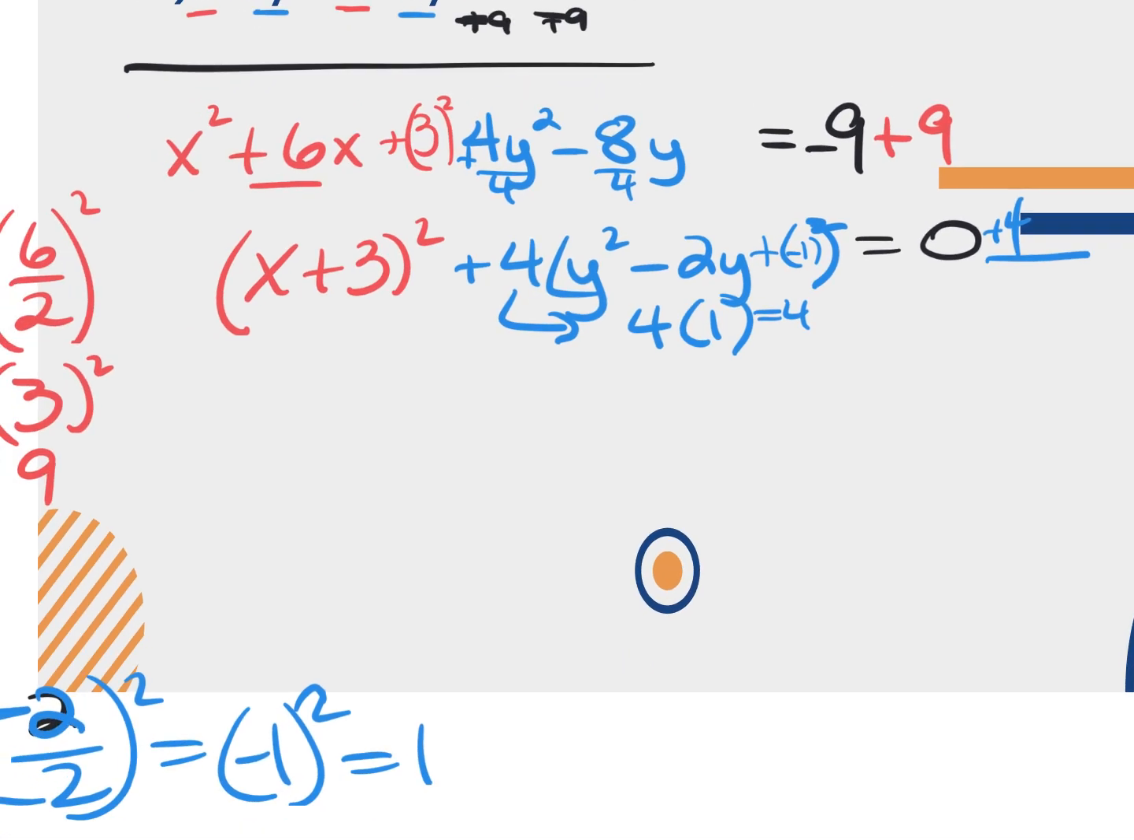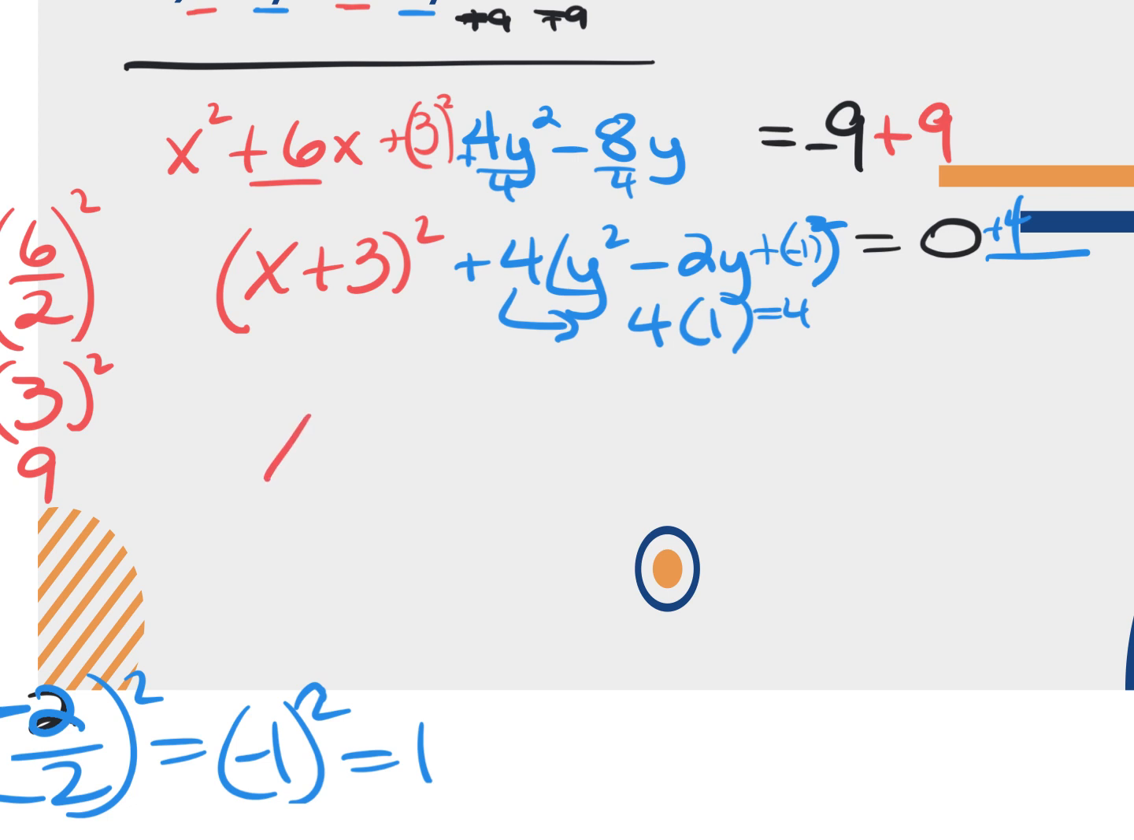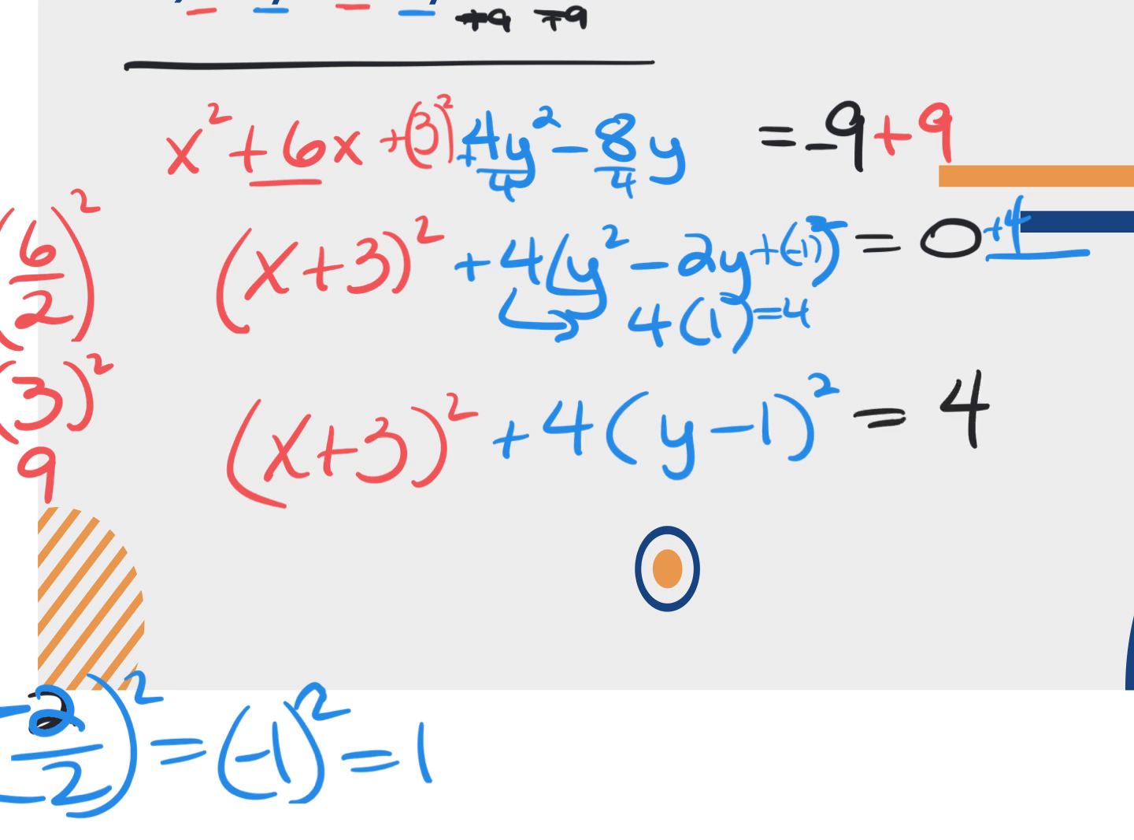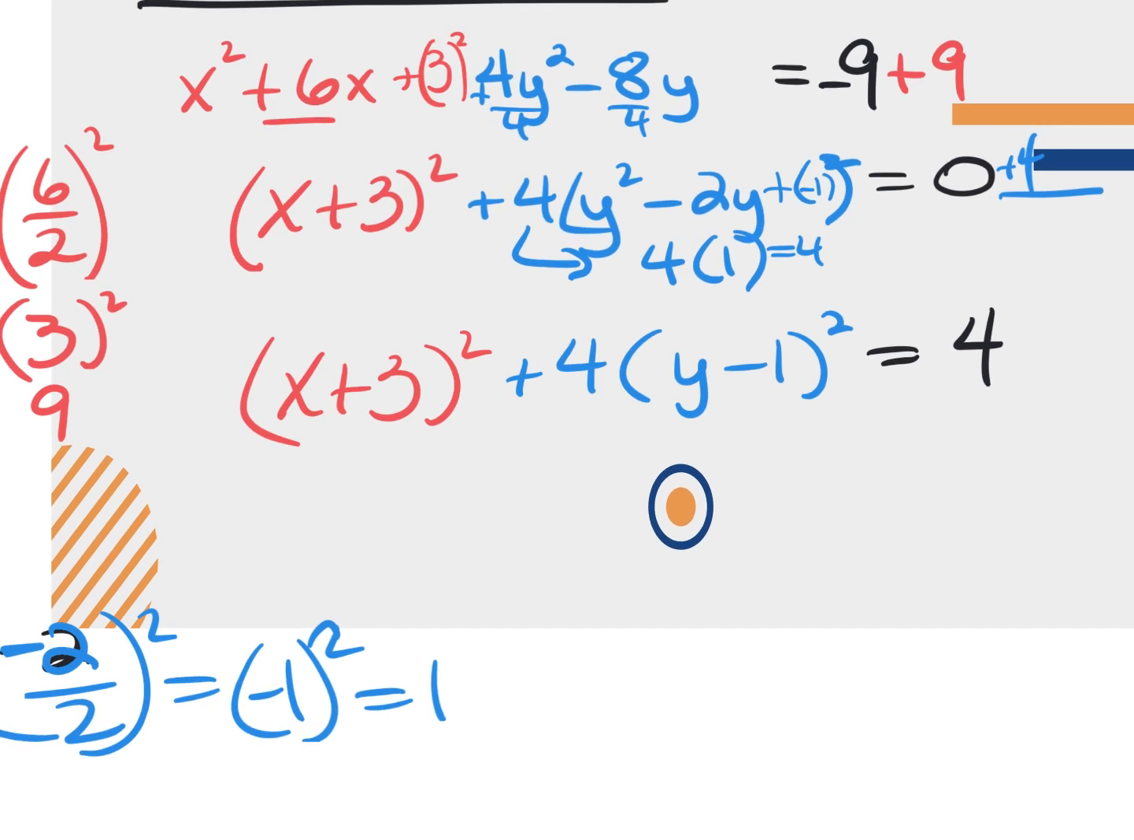So now I have the red. It stayed the same. I already factored it. And then the blue, the GCF, and then this factors into y minus 1 squared. Equals 0 plus 4 is 4. Remember, the standard form needs to equal 1. So now I need to divide everything by 4 to make this answer over here become a 1.